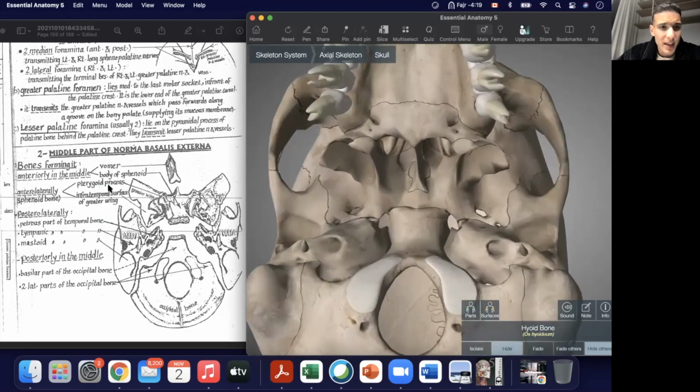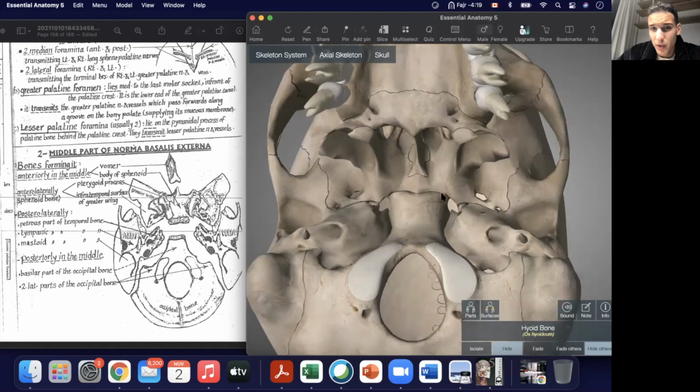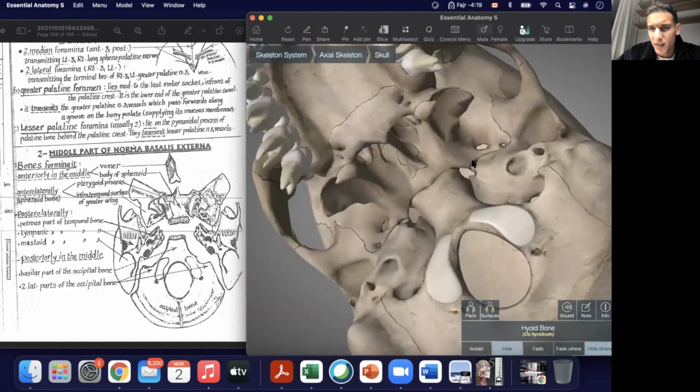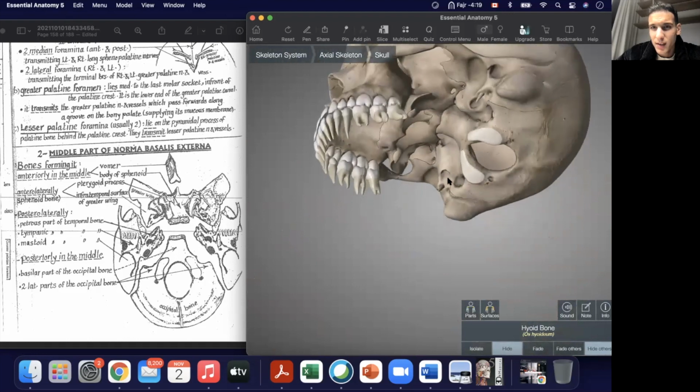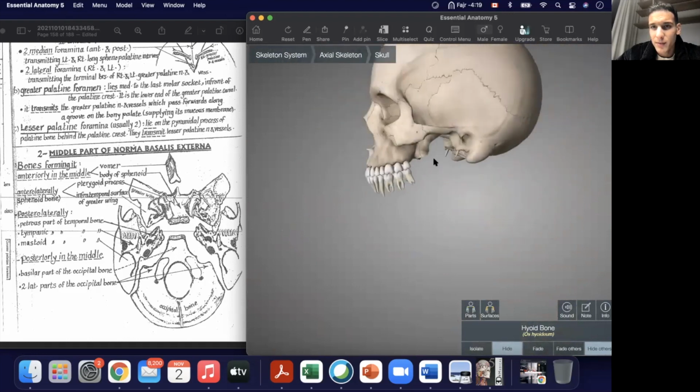And then we have the body of the sphenoid bone. This part right here is the body of the sphenoid bone. Now we have the medial pterygoid plate of the sphenoid, lateral pterygoid plate, medial pterygoid plate, lateral pterygoid plate. So these are the pterygoid processes of the sphenoid bone: 1, 2, 3, 4, and the vomer. And then we have the infratemporal surface of the greater wing.